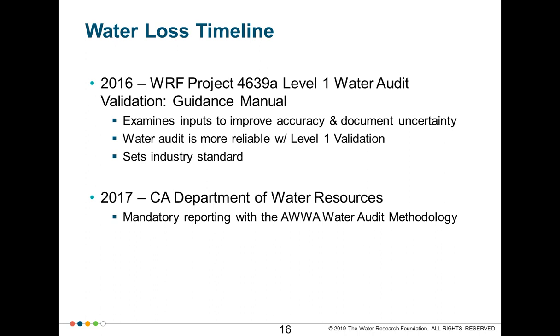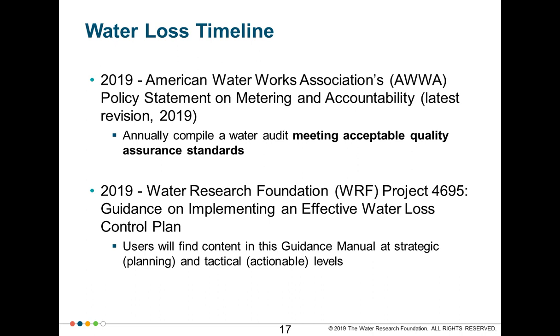2016, 4639 is produced, a guidance manual for Level 1 water audit validation. So Level 1 validation examines the inputs to improve the accuracy and document uncertainties. We have found that the water audit is more reliable with a Level 1 validation and it has now set an industry standard that before you start implementation strategies from the water audit, you really should seriously consider a Level 1 validation. Again, in the regulatory environment, California comes on board in 2017, requiring mandatory reporting with this methodology.